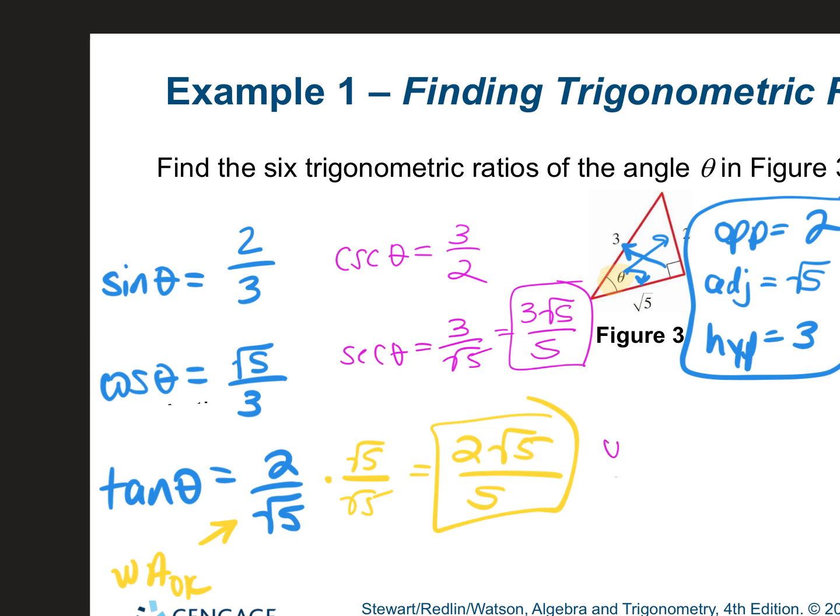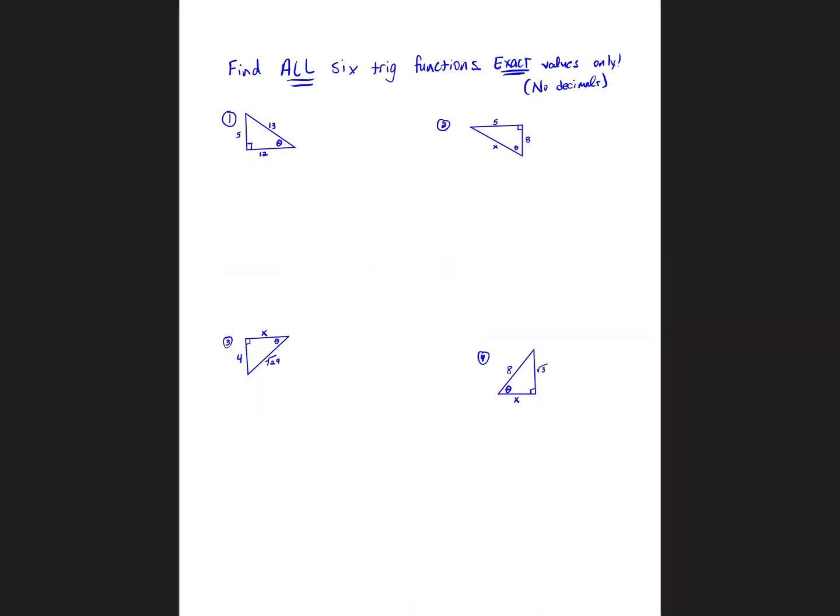And then we have our cotangents. That means I take my original tangent and flip it. So it's the square root of 5 over 2. Everybody understand? The 6 trig functions are really, really important for you guys to memorize. We're going to use those a lot in the next sections. All right, let's do these examples.